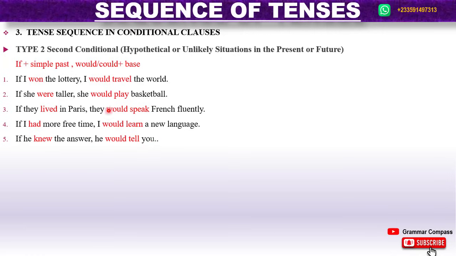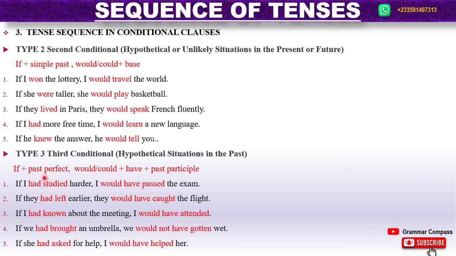So take note of this. When it is simple past in the if clause, then we use would or could and then the base form of the verb. What about the third conditional? That is a hypothetical situation in the past. That is the conditional sentence type 3.